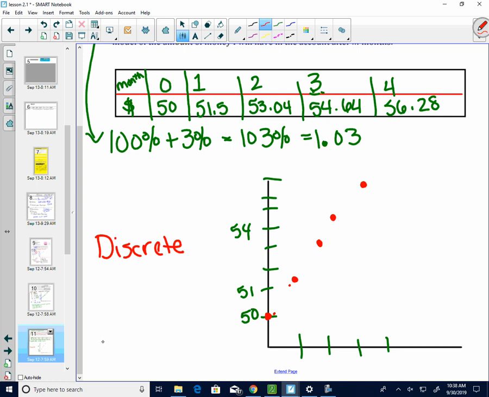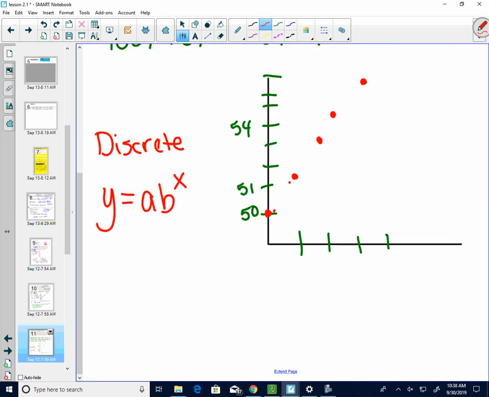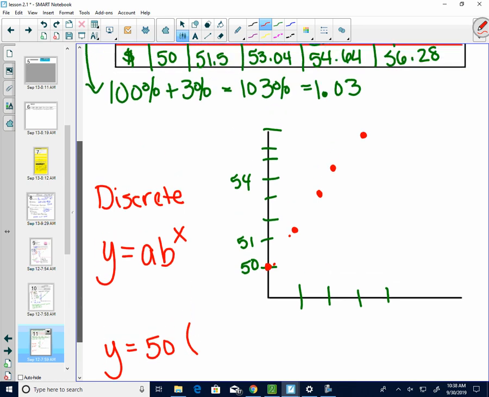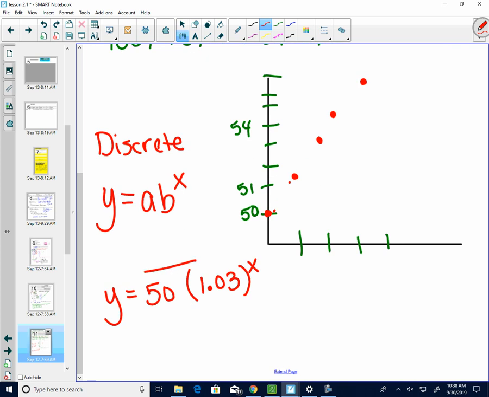And so much like we know that the linear equation is y equals mx plus b, we should know that the exponential equation is y is equal to ab to the x power, where a is our y-intercept, and in this case is 50. And what are we multiplying by each month? Well, we are multiplying by 1.03, and we're taking it to the x power. And so that is our equation.